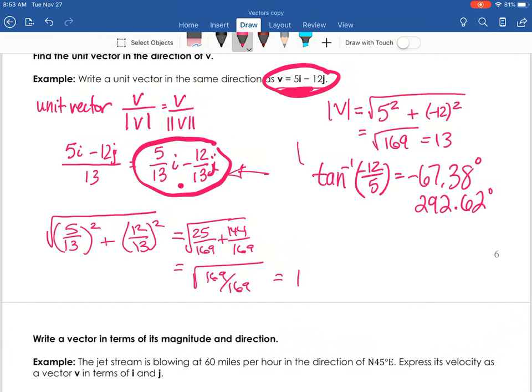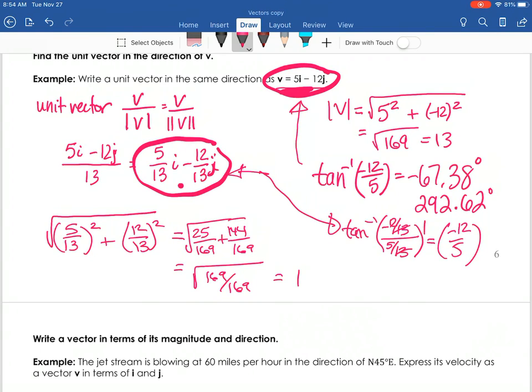Now, that's the direction of this one. Let's check the direction of this one and make sure we get the same thing. Inverse tangent, I'm going to take my vertical component, which is negative 12 over 13, divided by my horizontal component, which is 5 over 13. I can cross off my 13s and I get inverse tangent of negative 12 over 5. And I get the same thing when I plug it into my calculator. So it has the same direction, but we just shrunk it down so that it has a length of 1. Everybody okay with that?